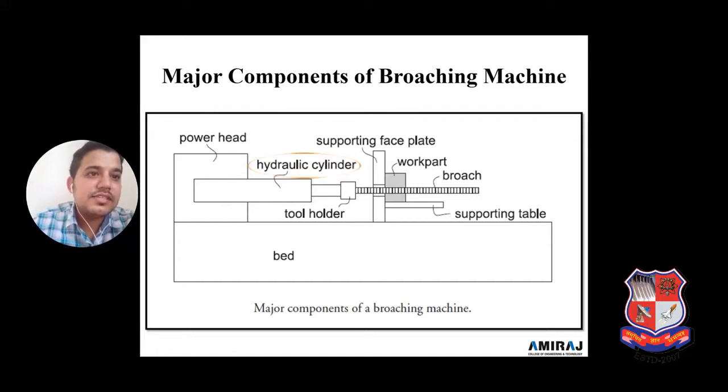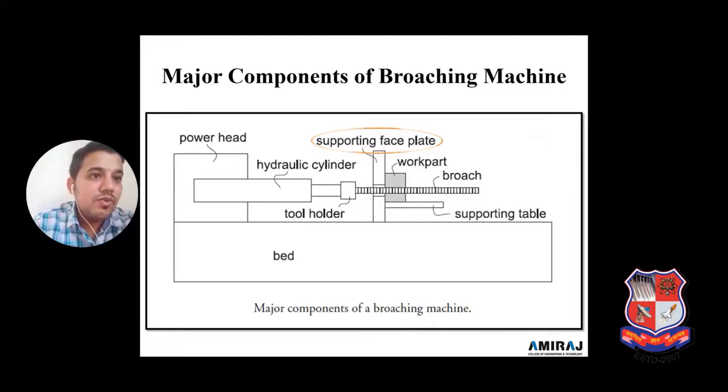Then the next one is the supporting face plate. The supporting face plate is utilized to reduce the buckling of the tool, or we can say it is one kind of jig. Okay, so this kind of arrangement we utilize to increase the tool life.